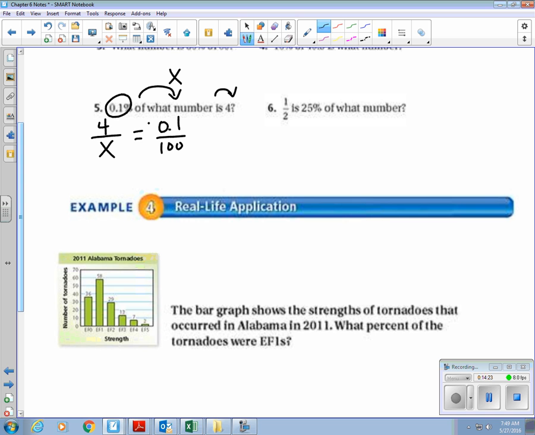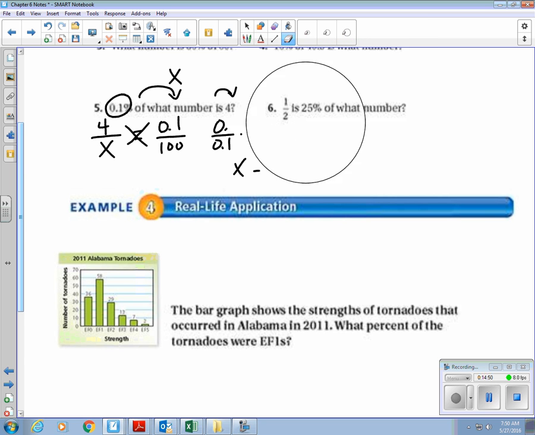We can go ahead and cross multiply and get 0.1x is equal to 400. Divide both sides by 0.1. And we're going to get x is equal to, let's get out a calculator. And that is equal to 4,000. So what does this mean? That 0.1% of 4,000 is 4. And one more of these.